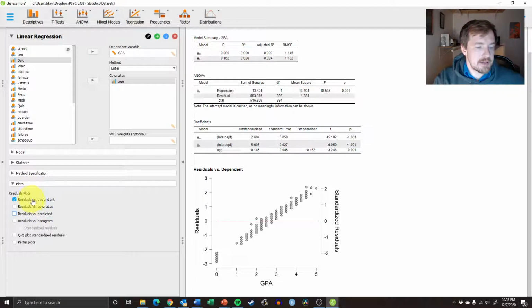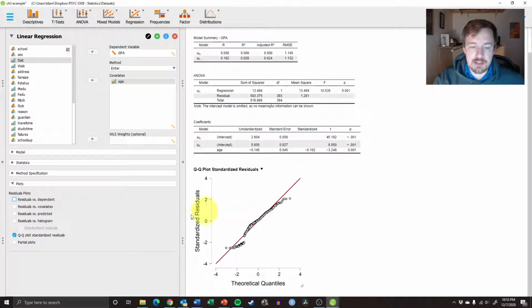And you can do the same thing with residuals versus dependent, where here you're looking at residuals and you're looking at GPA. So instead of looking at the predicted value, you're looking at the actual values here. Some people like to look at the QQ plots. The QQ plots is to basically look at how well or how normal your data is. If this is really skewed, then you should be worried. But that's kind of a different subject to talk about. Yeah, so that's pretty much it.